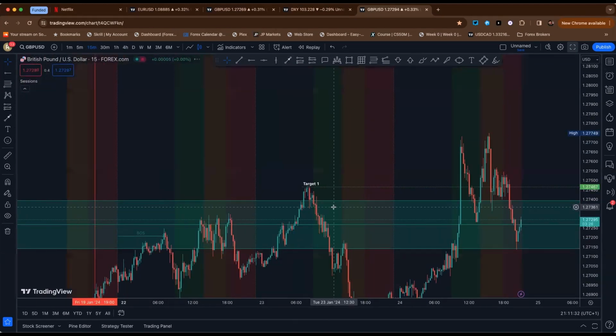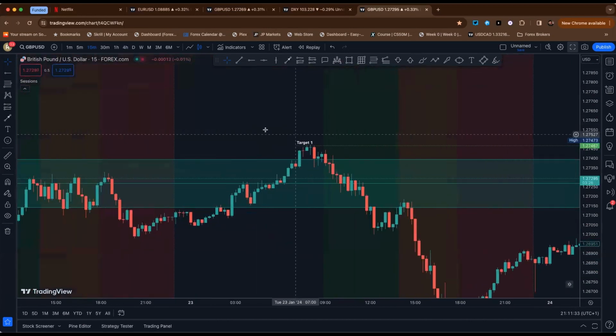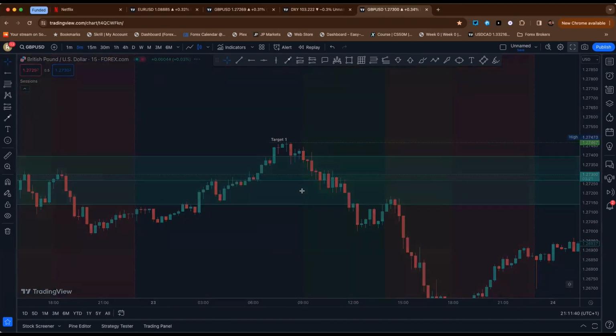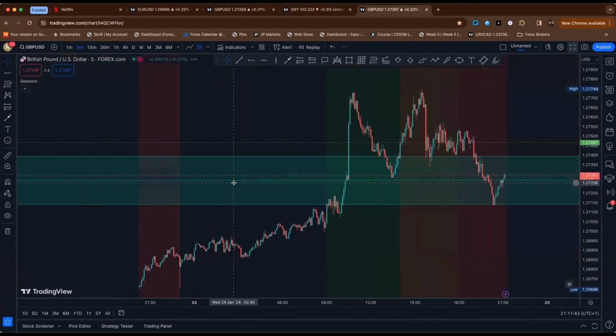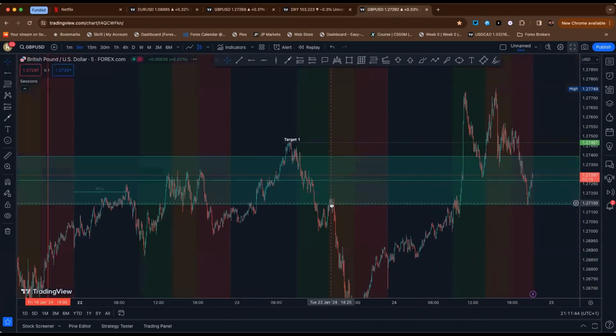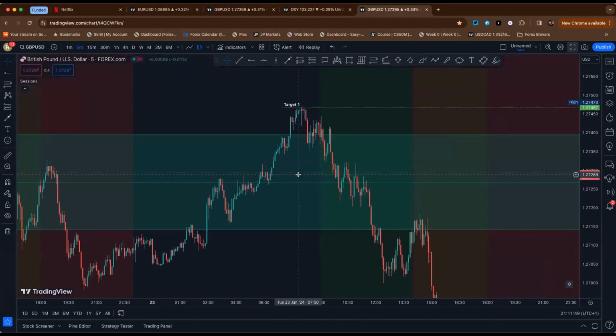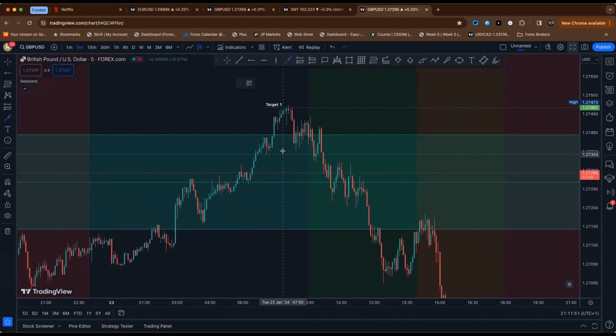So clearly here, after price tapped the first target, market did this and then it dropped. Now I'm going to go to the M5 to see if we had something very clean. Yeah, we had a breaker structure right there.